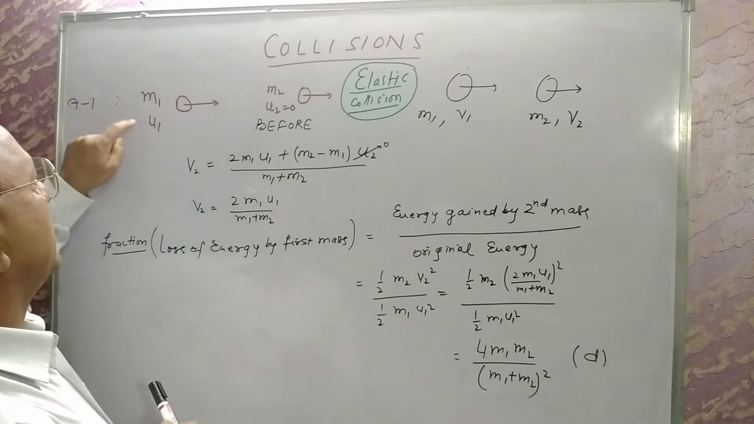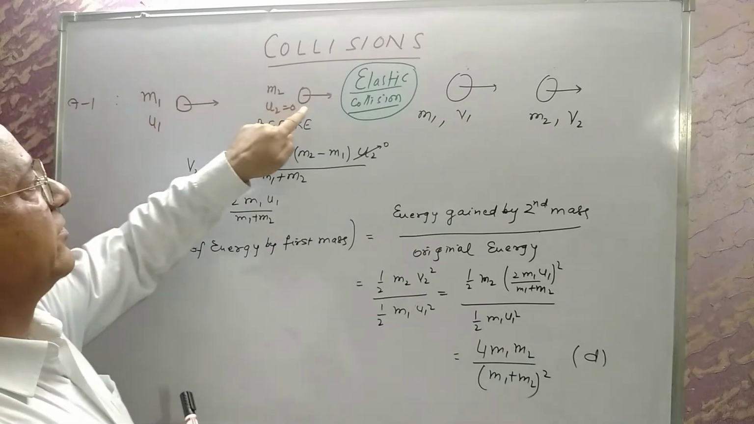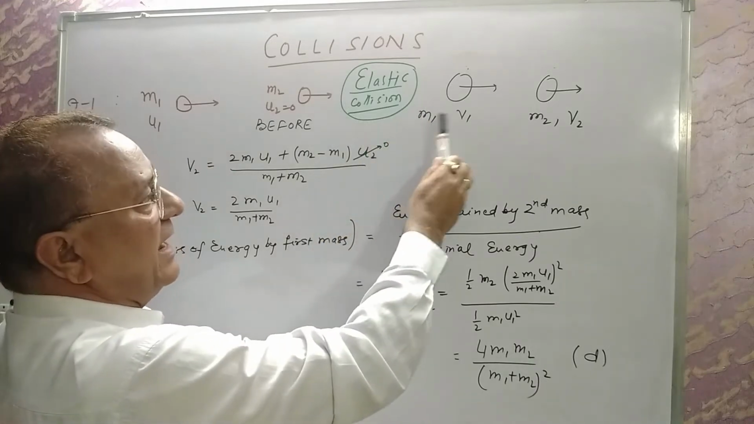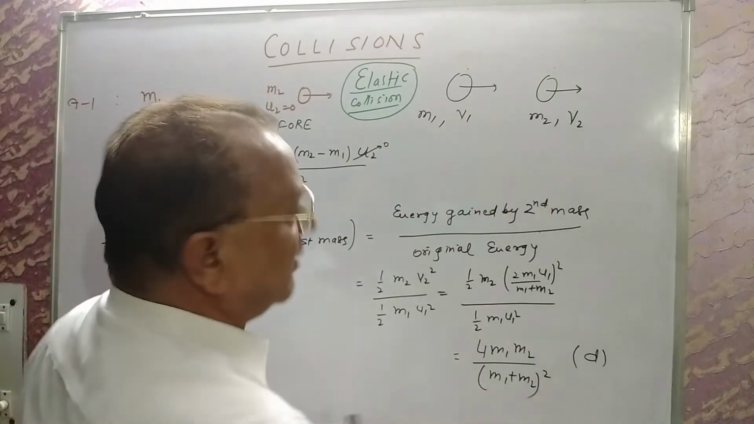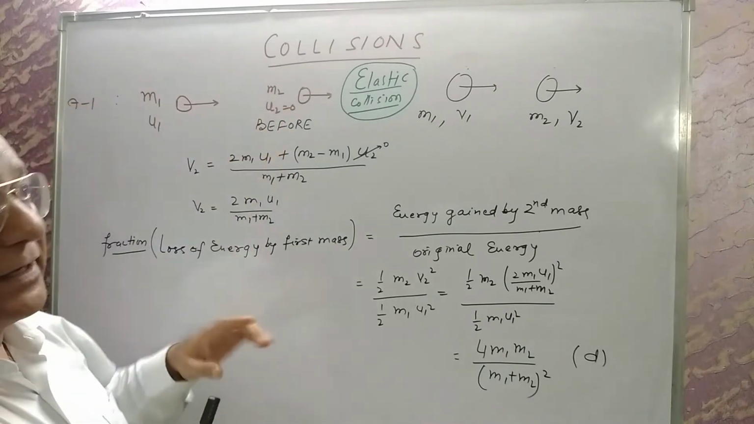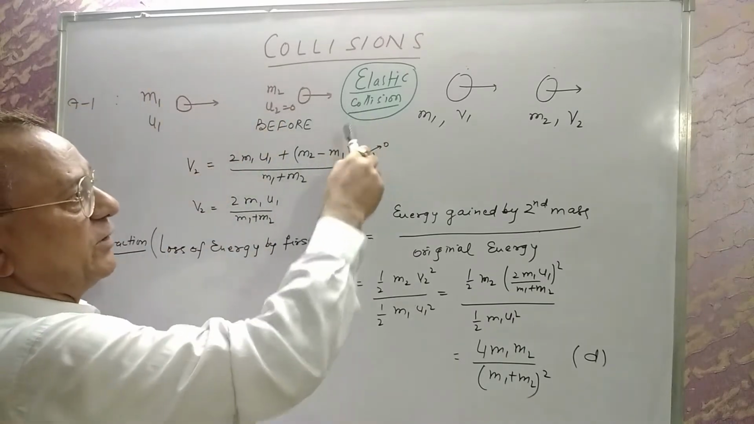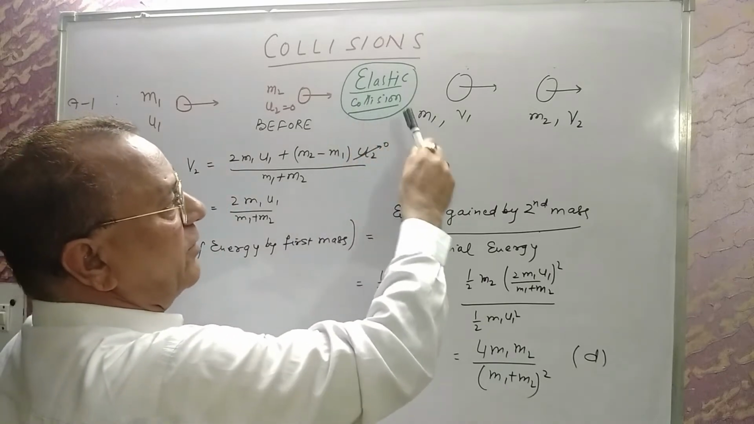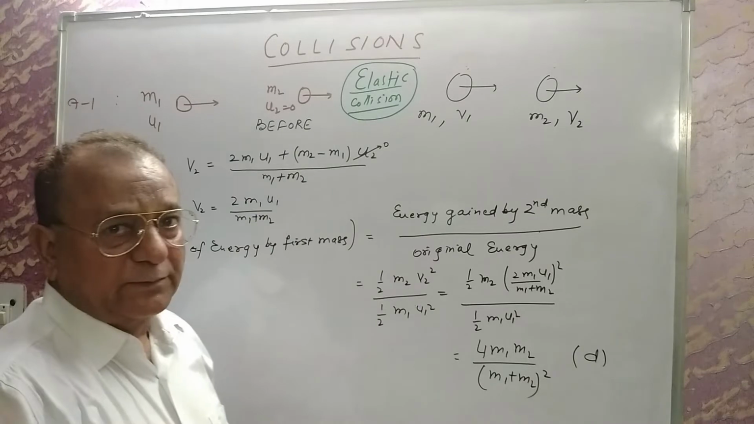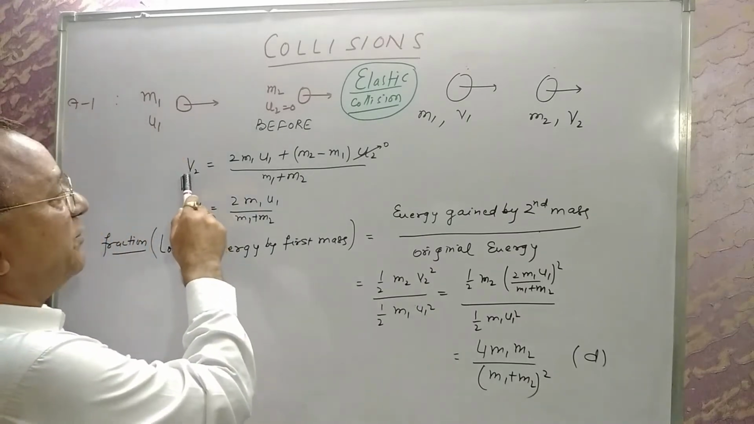The first body moving with u1 velocity strikes a body which is at rest. After collision, their velocities are v1 and v2. We have to find out the fraction of energy lost by the first mass. Naturally, it's an elastic collision. Therefore, the energy gained by the second mass is the loss of the first body. Therefore, first I will find out v2.